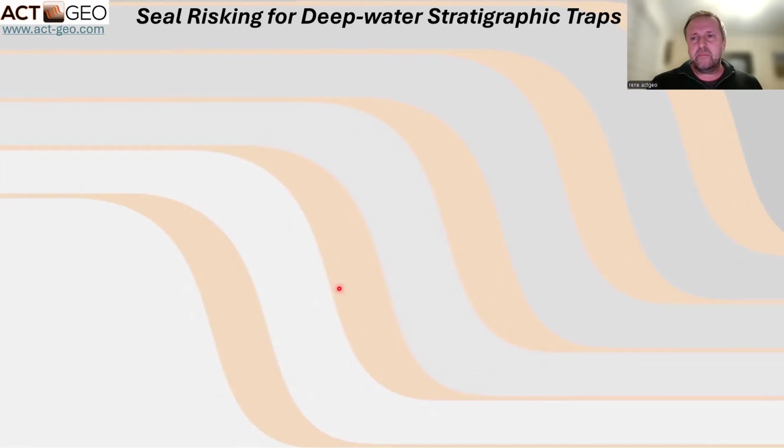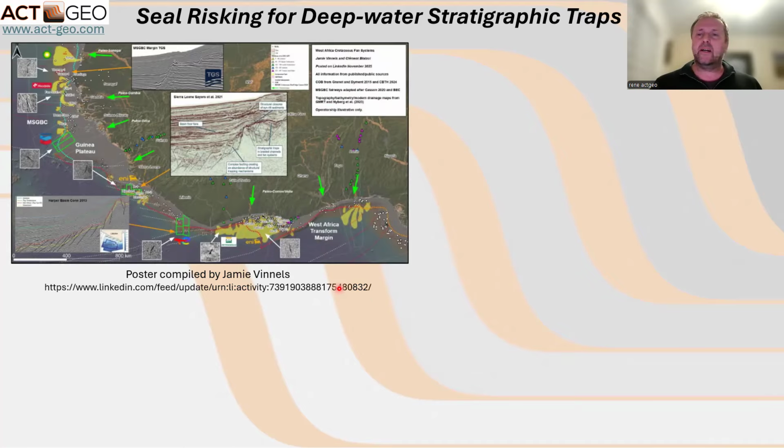So is this important in the future? Yes. This is a really nice poster compiled by Jamie Vinnels. He's done a few of these, so check him out on LinkedIn if you haven't come across. But this is kind of a summary of some of the players that are going into part of the West African transform margin and the southern part of the North Atlantic rift. And we've been here, that's where we found Jubilee and the Tano Basin plays. That's why dry wells were drilled in Liberia.